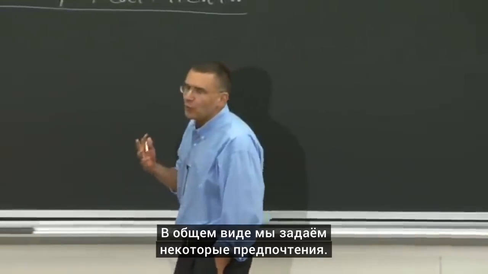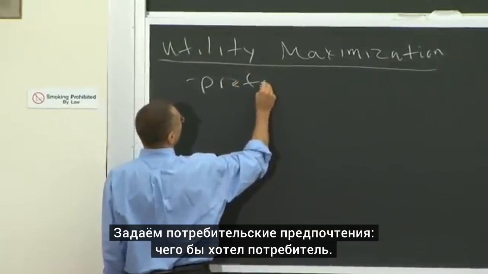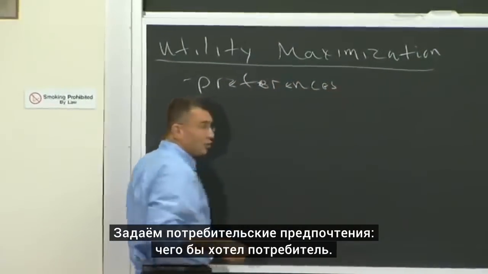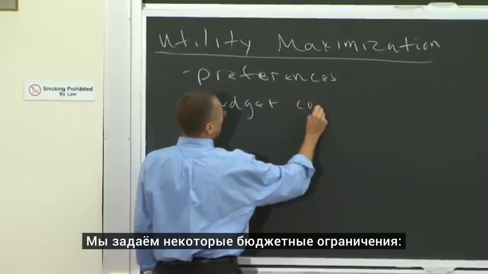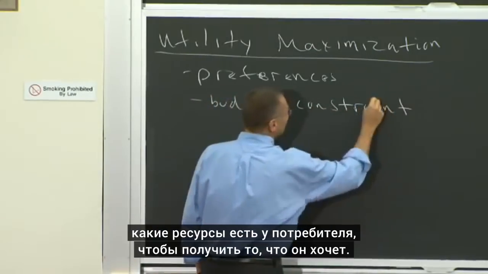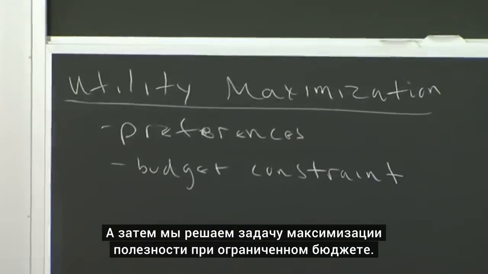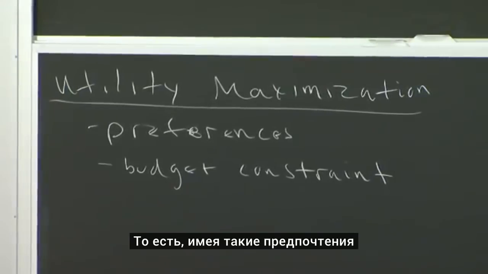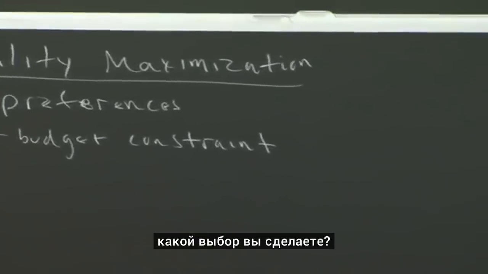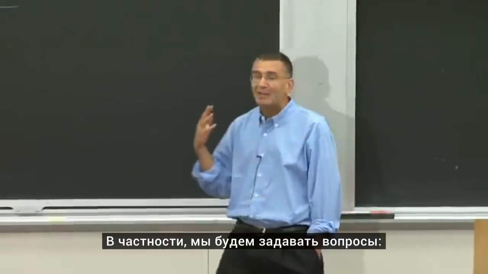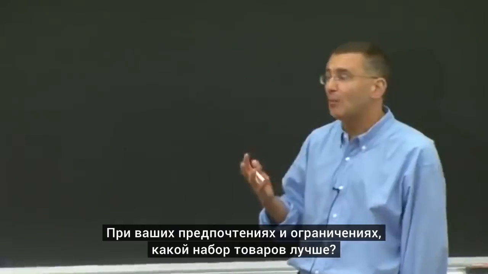But basically, an overview is we posit some type of preferences, consumer preferences, what consumers would like. We posit some budget constraint, what resources consumers have to get what they'd like. And then we do a constrained maximization problem that says, given your preferences, given what you'd like, subject to the resources you have available, what choices will you make? In particular, we'll ask what bundle of goods makes you the best off? Given your preference, given your constraint, what bundle of goods?